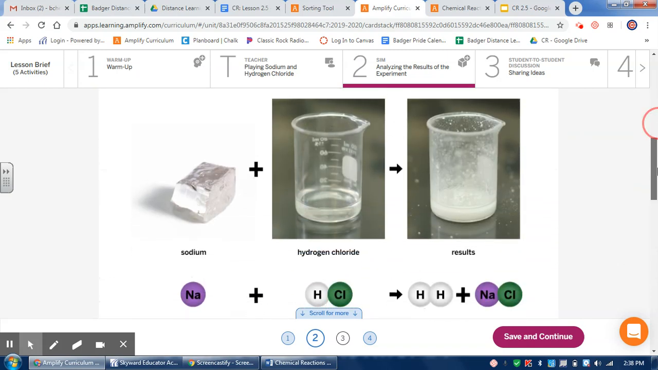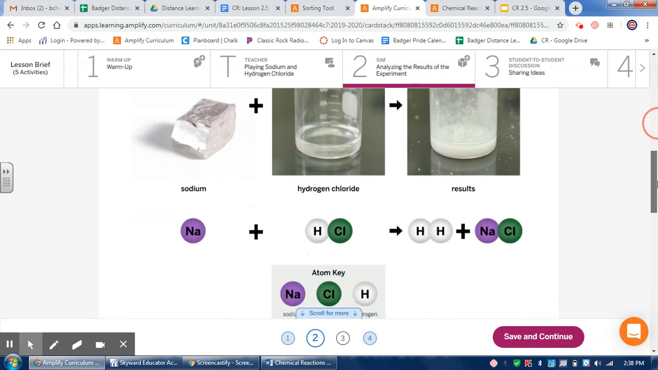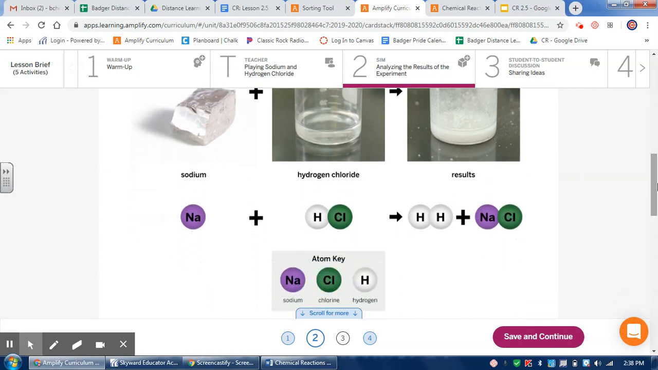All right, so with the pictures now we have the atomic models. And what I can tell when I look at the atomic models is that there are three atoms in total that are involved in the demonstration in the video. We have sodium, chlorine, and hydrogen. There are different repeating groups of atoms. Sodium is made only of sodium atoms. Hydrogen chloride is made of hydrogen and chlorine atoms.